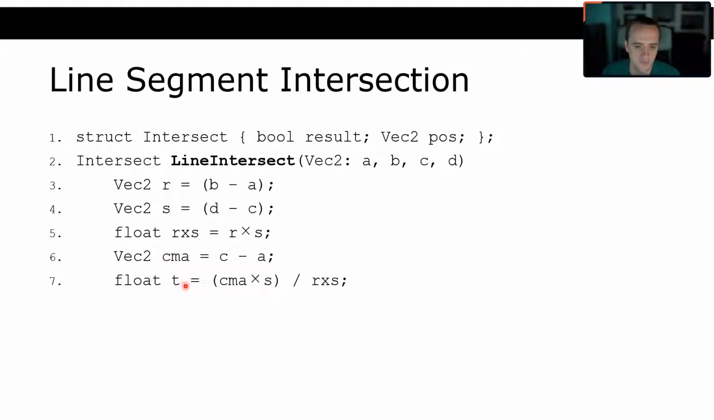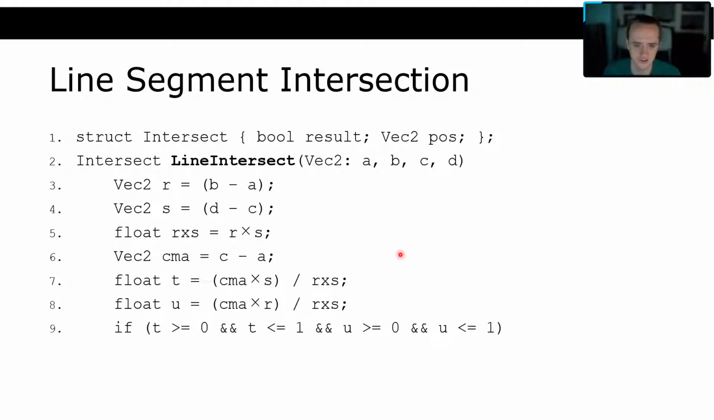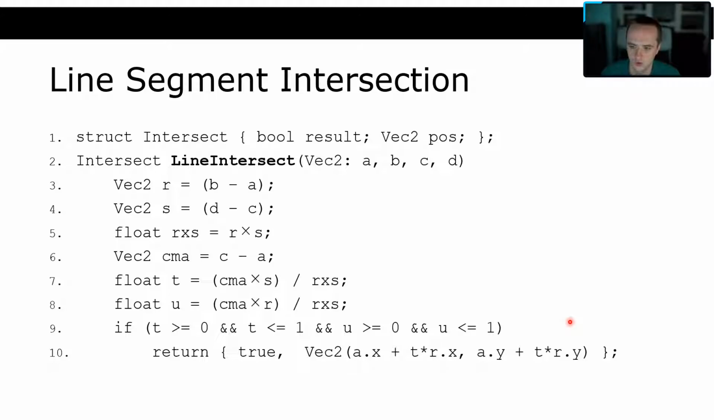I'm going to store those two values because I'm going to use them twice. Then I'm going to compute T, and T is just CMA cross S divided by RXS because that's the equation. And it's the same thing for U, except it's R instead of S. Then I just say, if T is between 0 and 1 inclusive, and U is between 0 and 1 inclusive, I return true because there was an intersection, and I use the A plus T times R equation to figure out the point where the intersection was. Otherwise, if T and U weren't between 0 and 1, I return false, and it doesn't really matter what the vector is, so I'm just going to put 0, 0. And so that's how we do line segment intersection.